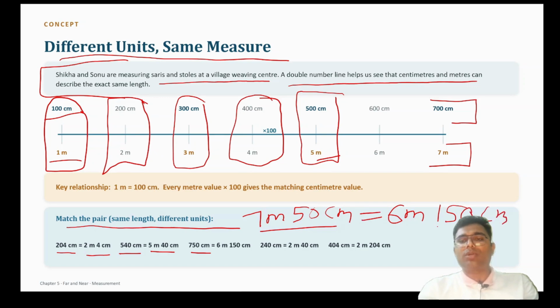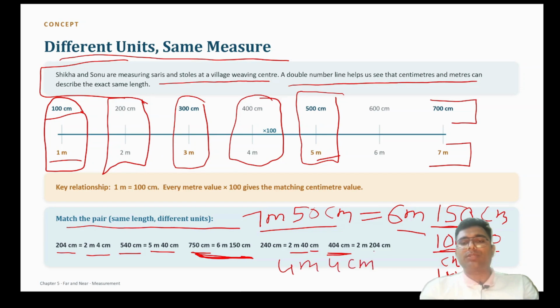How are these equal? Because 150 centimeter you can split as 100 plus 50. This 100 centimeter will become again 1 meter. So 6 meter and 1 meter, 7 meter and 50 centimeter. So 750 centimeter is equal to 6 meter and 150 centimeter according to the question. Next is 240 centimeter, equal to 2 meter and 40 centimeter. 404 centimeter should be 4 meter and 4 centimeter, but that is not in the option. What is in the option? It is 2 meter and 204 centimeter. So again 200 centimeter will become 2 meter.